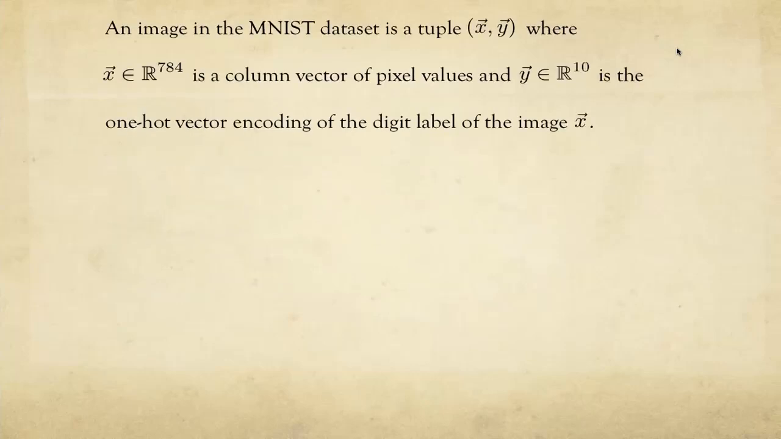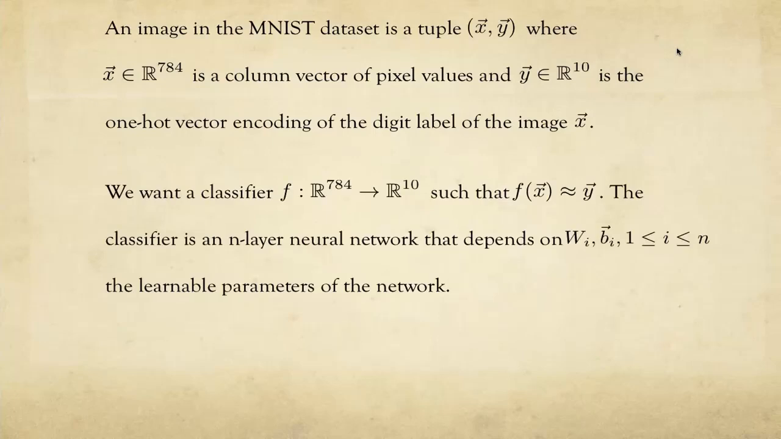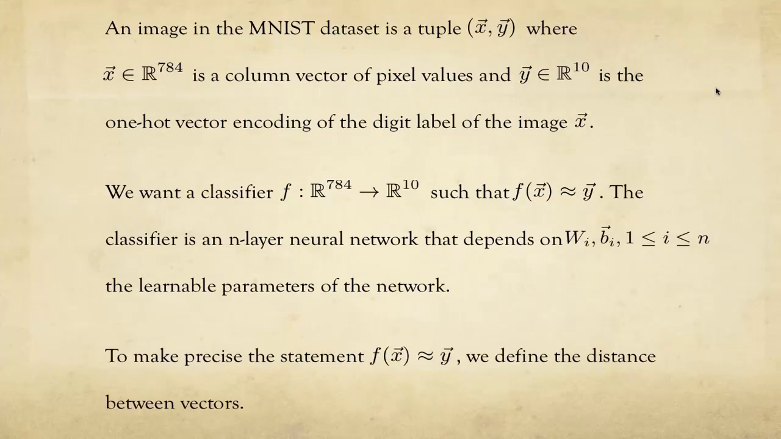Recall that in the first lecture we talked about the MNIST dataset where every image is a tuple, (x, y), where x is a flattened column vector of pixel values, and y is the corresponding one-hot vector encoding of that image. And we want a classifier, or a function, that maps the raw pixel values to the label space. What we want is for the prediction f(x) to be approximately the same as the label vector y. And we talked about how this is going to be an n-layer neural network that depends on these parameters W_i and b_i, the learnable parameters of the network.